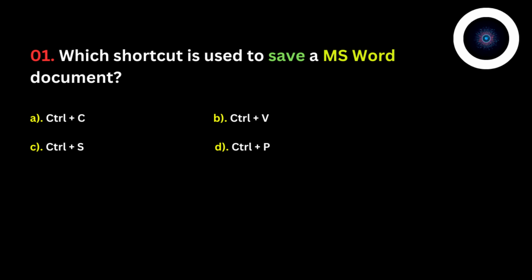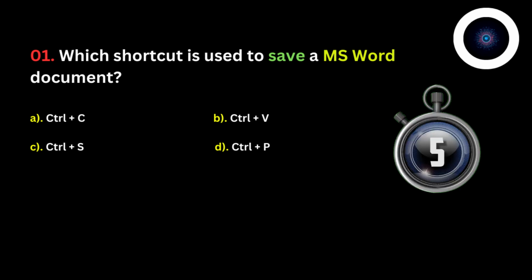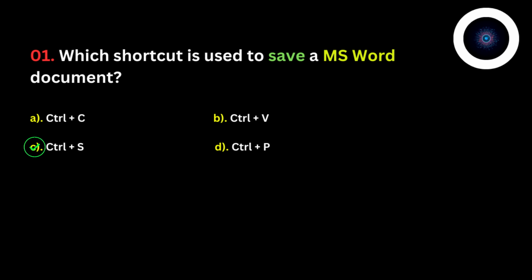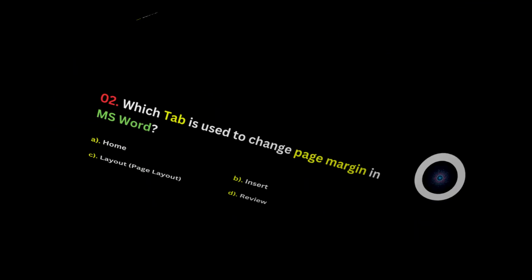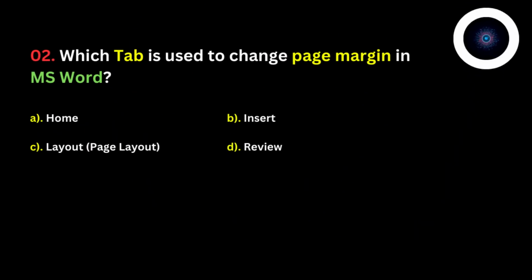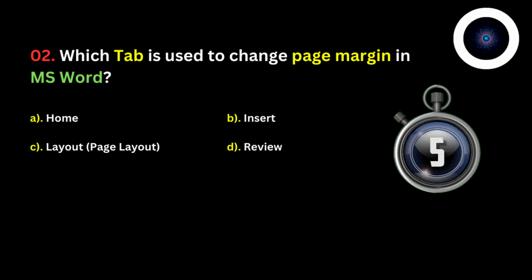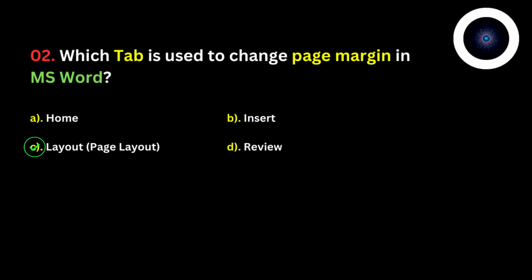Question number 1. Which shortcut is used to save a Microsoft Word document? Correct answer is Ctrl+S. Question number 2. Which tab is used to change page margin in MS Word? Correct answer is Layout, Page Layout.